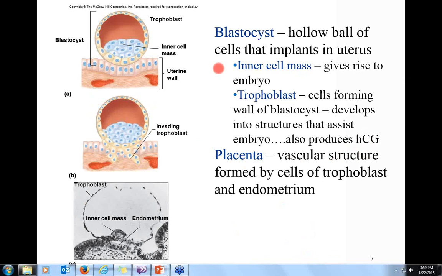There are 2 layers of cells in the blastocyst. You have the inner mass, which is shown in blue, and this is going to give rise to the embryo. Then you have the trophoblast, which is kind of beigey. This is going to help, along with the uterine wall, produce things like the placenta and just nurturing structures, or structures that will aid the embryo during development. For example, the placenta.